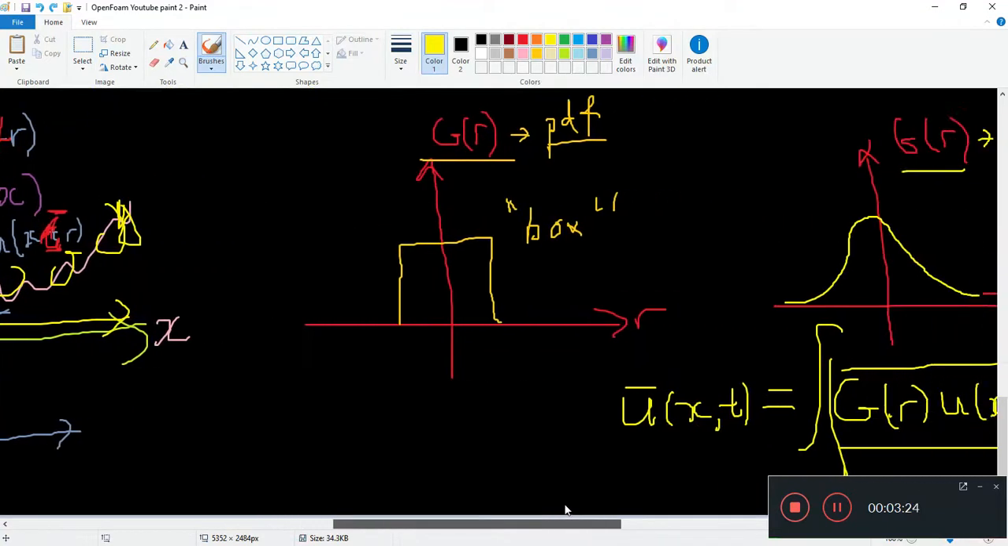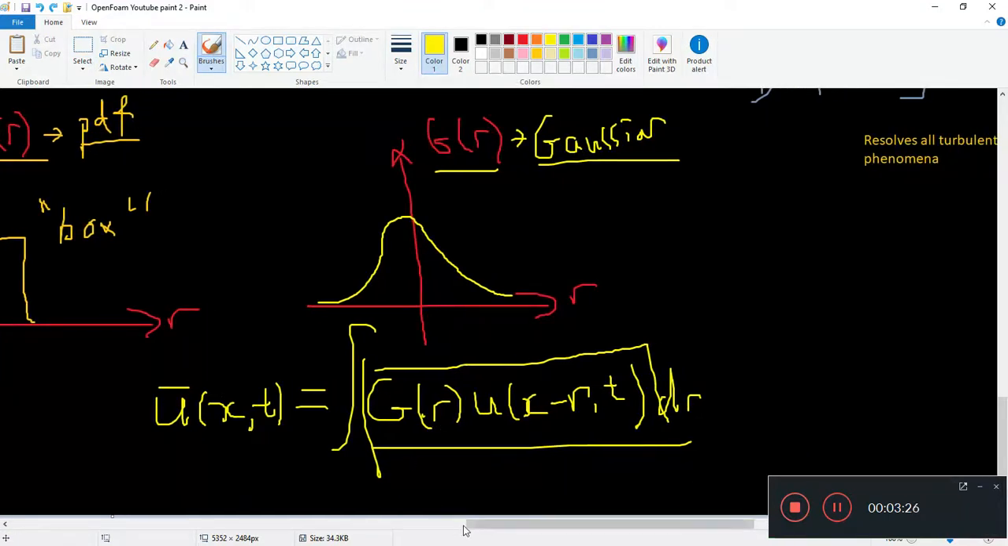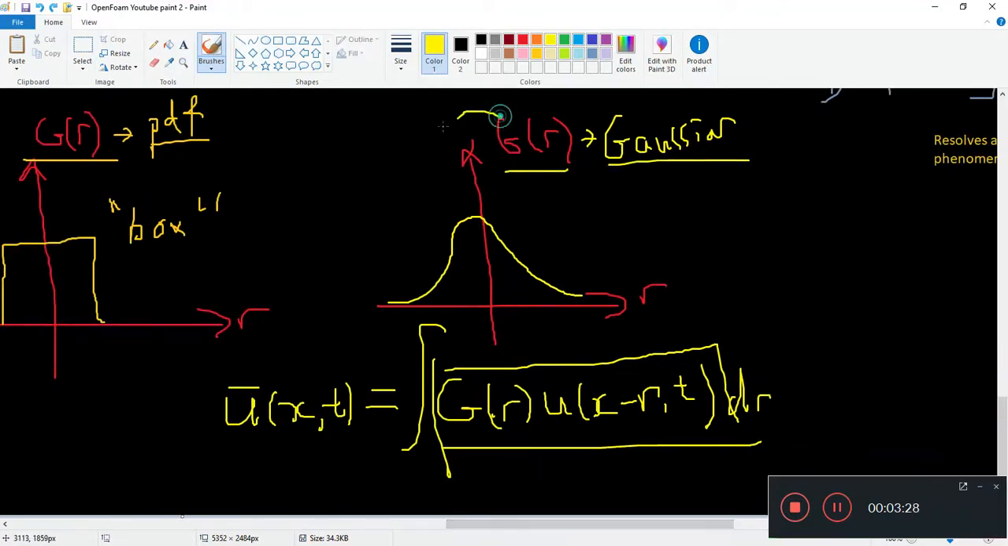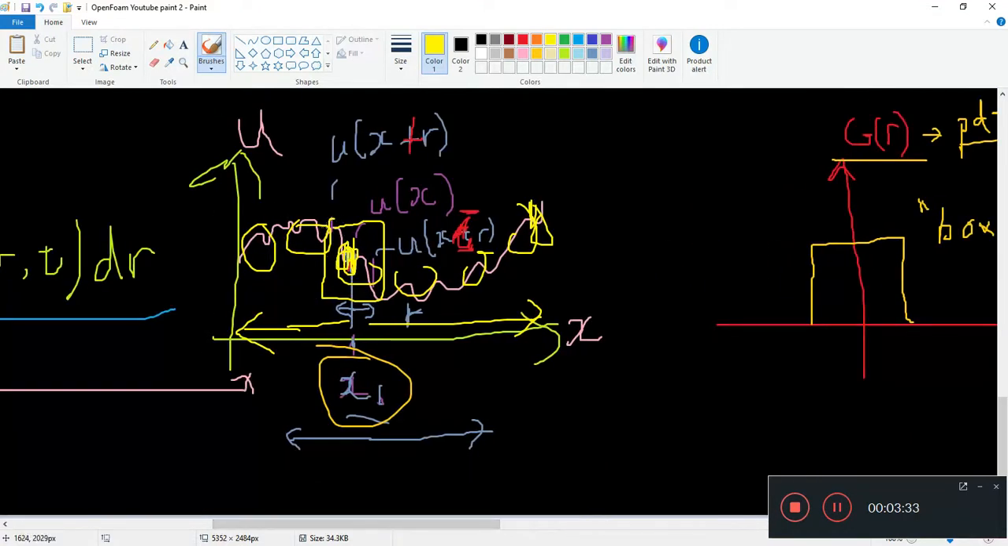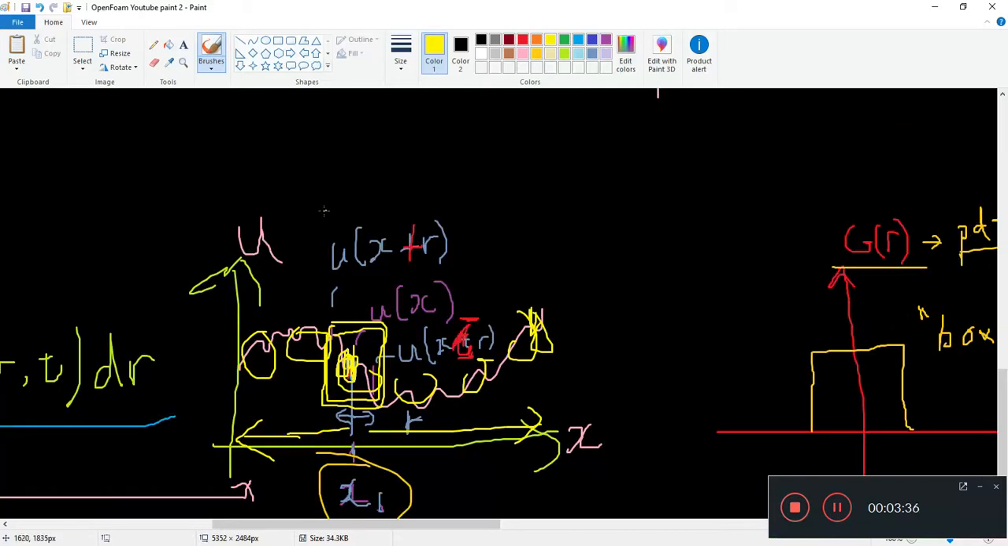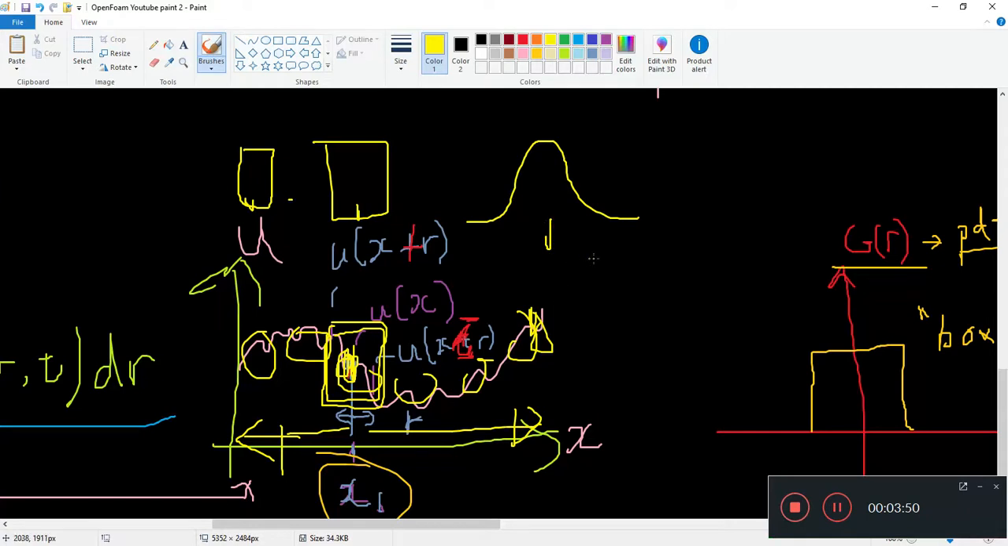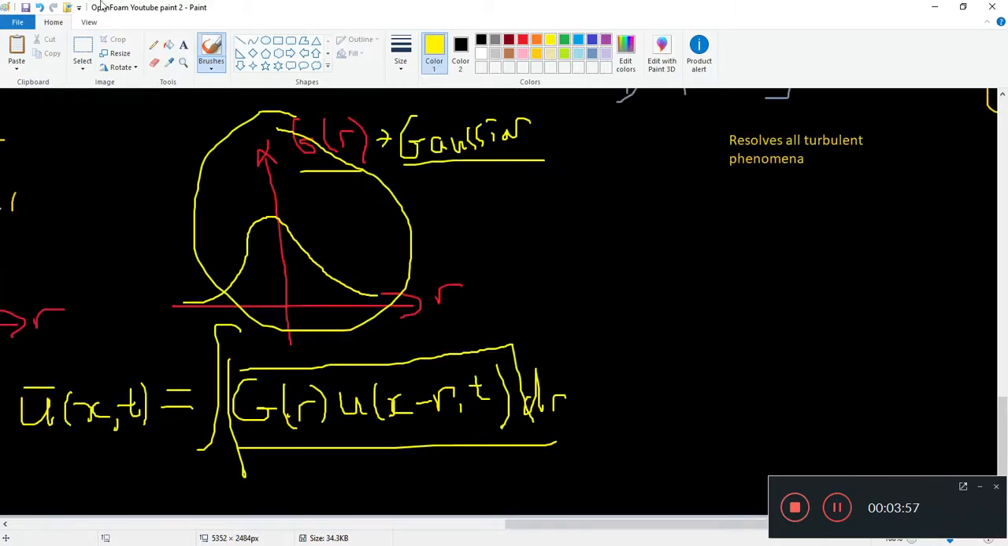So what does this mean? It means I don't fix my weighting function to be uniform across the whole domain. Over here, I can hypothetically use a box, and over here I want to use a bell curve. Or over here, I want to use a smaller box. So you see, these weighting functions at different points in x, G of R will change.